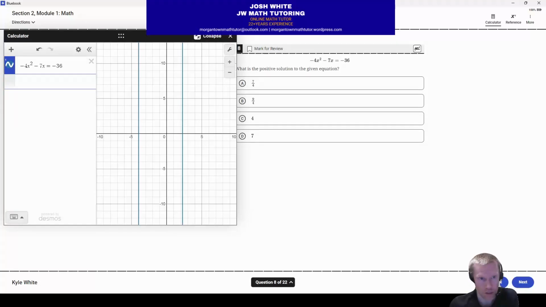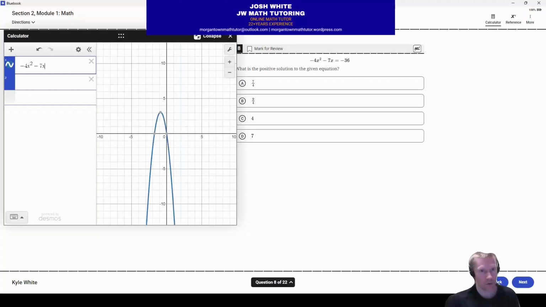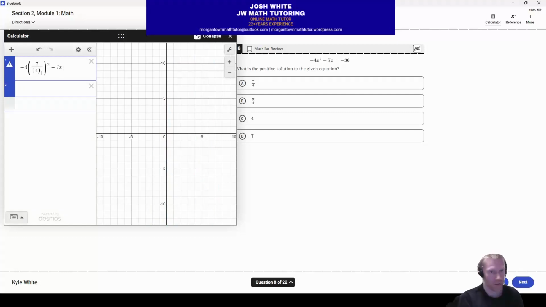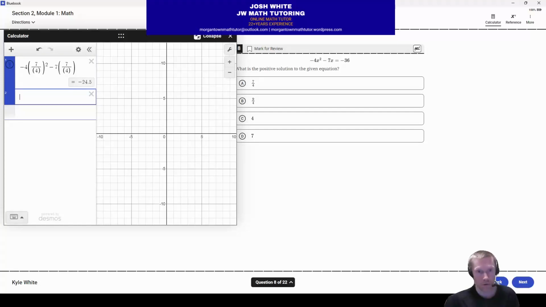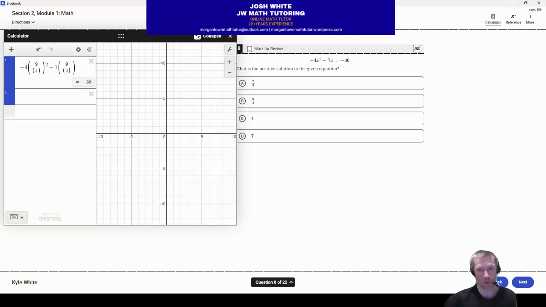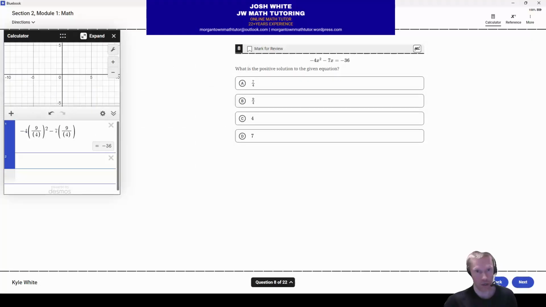The other alternate way to do this would be to take the left side of the equation and plug in your answer choices for x. Okay, so first answer choice, when you plug it in and evaluate the left side, notice it is negative 24.5. Does that equal negative 36? No. Then you could move on to the next one, just replace the two sevens with nines. That's negative 36. Okay, there we got it. That's basically back solving, just plugging in the answer choices and seeing which one works. So that's an alternate way that you could solve this as well using the Desmos calculator.